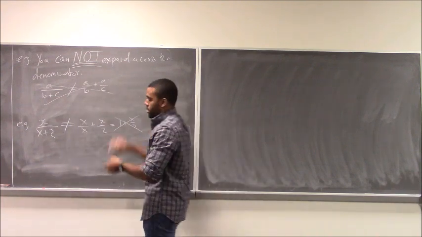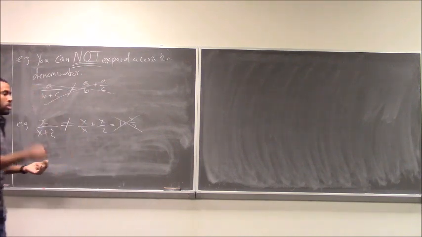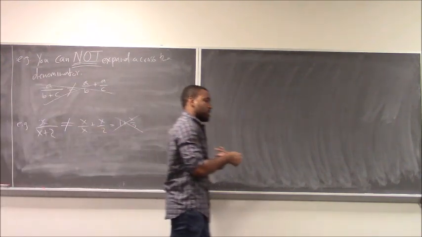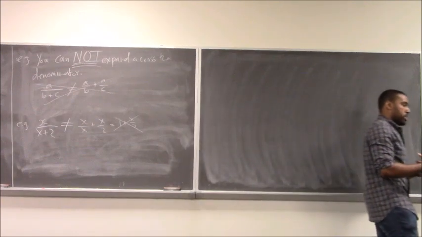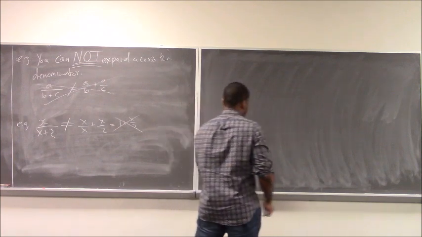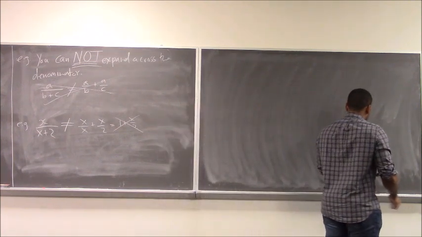So those are just some things, right? When you're dividing functions, the denominator cannot be 0. You should not expand along the denominator, but it's okay to expand along the numerator. There will be situations where that will be important. What else?